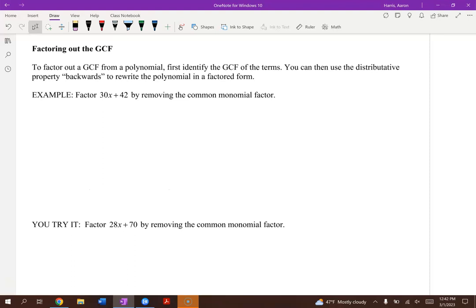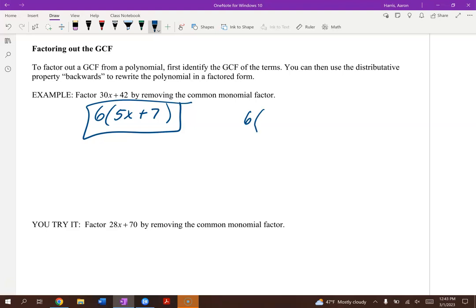What's the GCF of 30 and 42? Can you do that in your head? What's the biggest number they both go into? 6. Okay, 6. So I take a 6 out, and what are we left with? Make sure you distribute it back and check it, all right? There's our 30x, there's our 42. So we're good. We just factor out the greatest common factor.